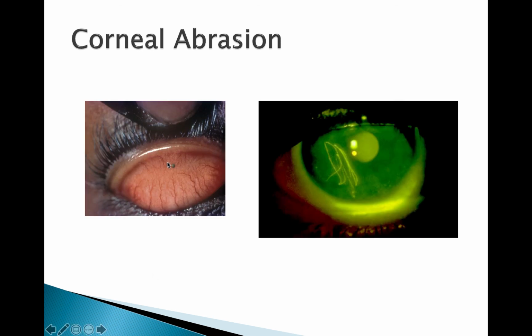So here is an example on the left where that foreign body is actually stuck to the underneath surface of the eyelid. And on the right, on fluorescein stain, you can see every time this person opens and closes their eyes, they scratch the cornea even more. So make sure you flip those lids around on physical exam and try to identify if there's anything on the underneath side of the lids.